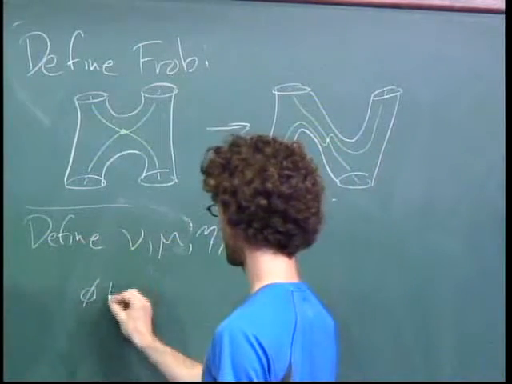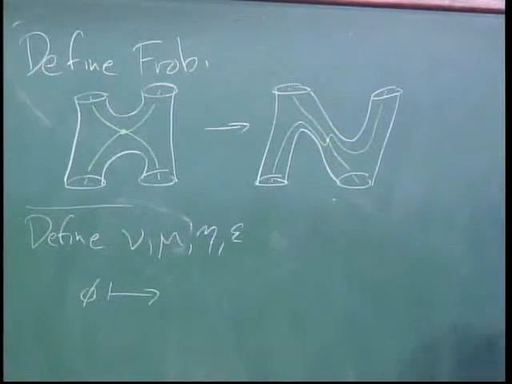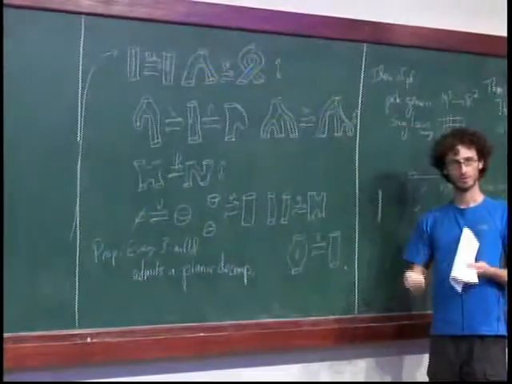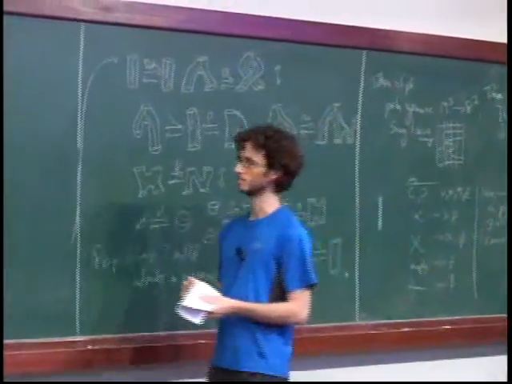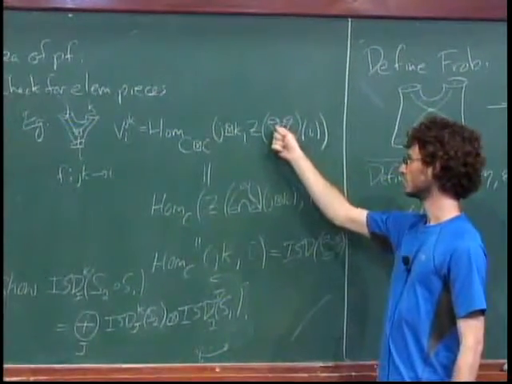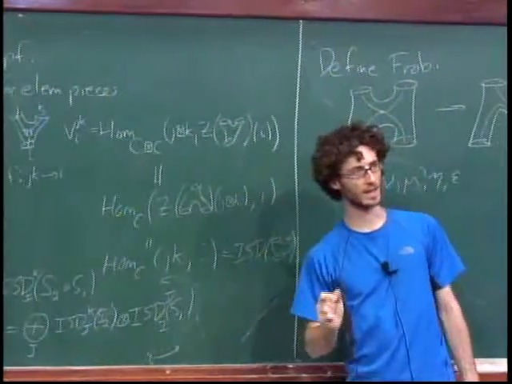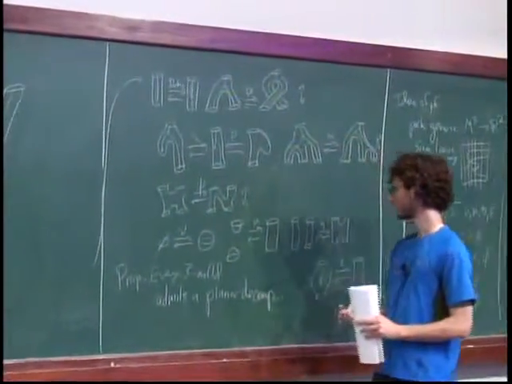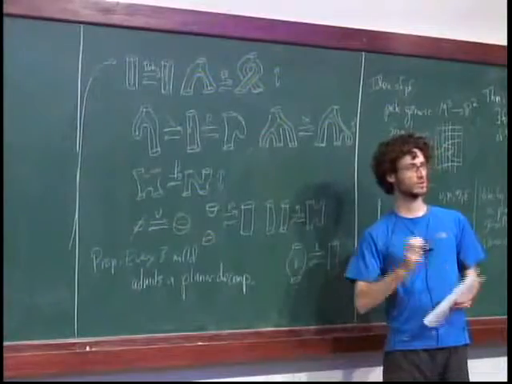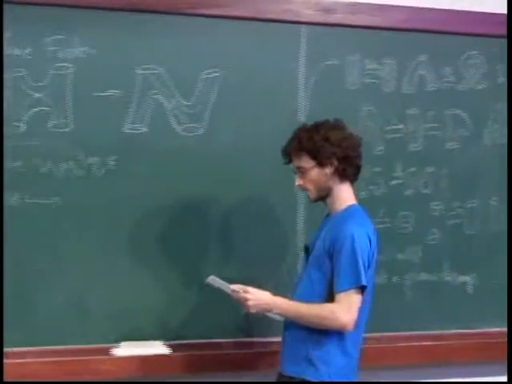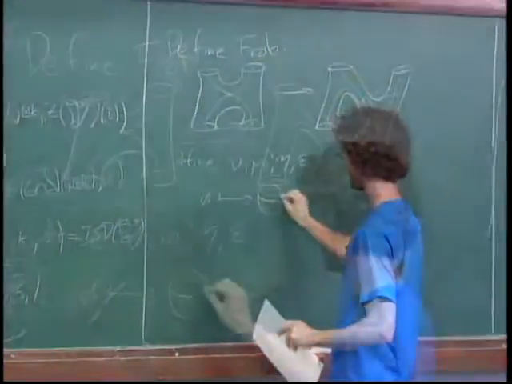So nu, oh, well, I should tell you what the strategy is before I just write down a bunch of stuff. The idea is that nu, mu, eta, and epsilon are actually the units and co-units of the adjunction that we used to determine this. As long as we pick them in a way that satisfies the adjunction relations, we ought to be able to pick them to be whatever we want. And so you can just make a choice and write it down, which I'll do right now.